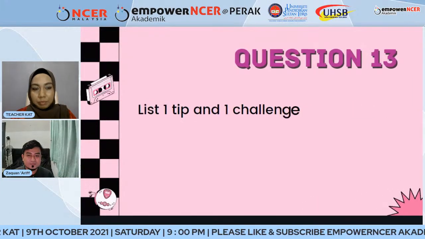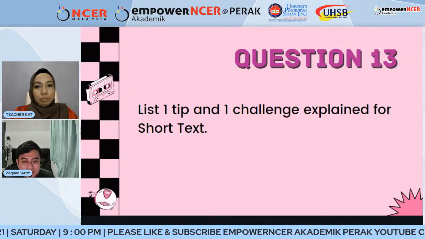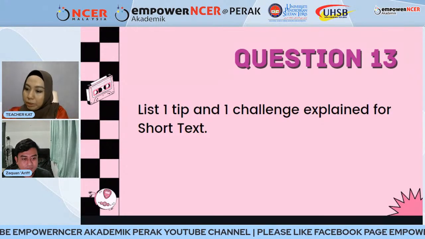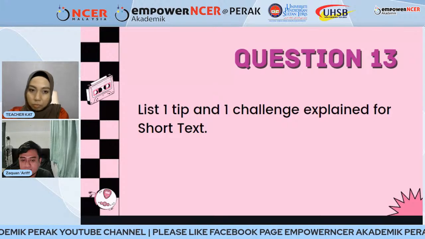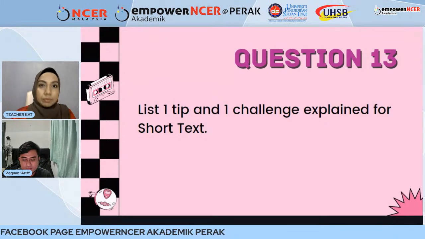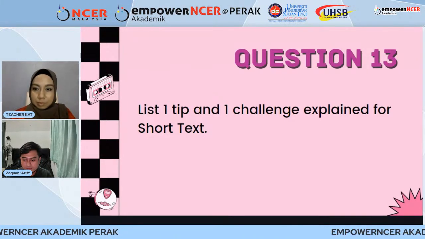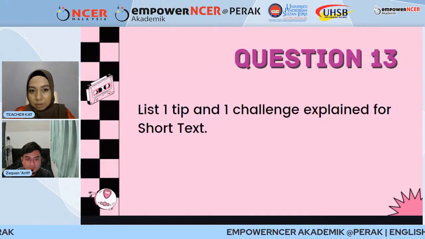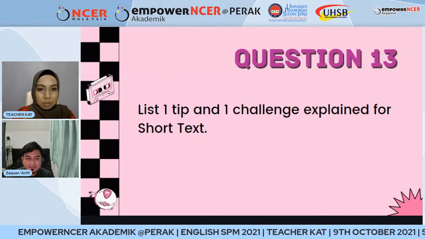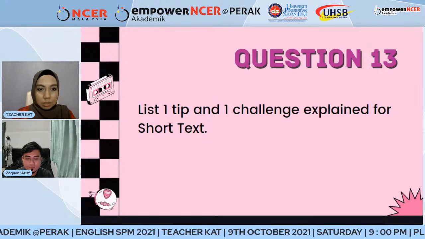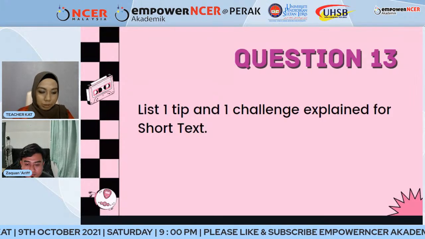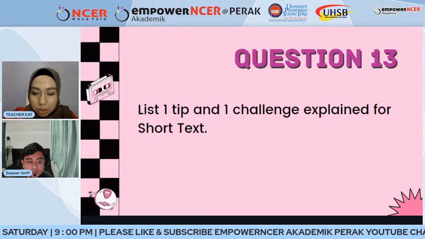Question number 13. List one tip and one challenge explained for short text. One tip and one challenge. This one is the first part of the paper. Okay, list one tip. So you need to list the tip and challenge. List one tip and one challenge explained for short text. Question number 13, one tip and one challenge.